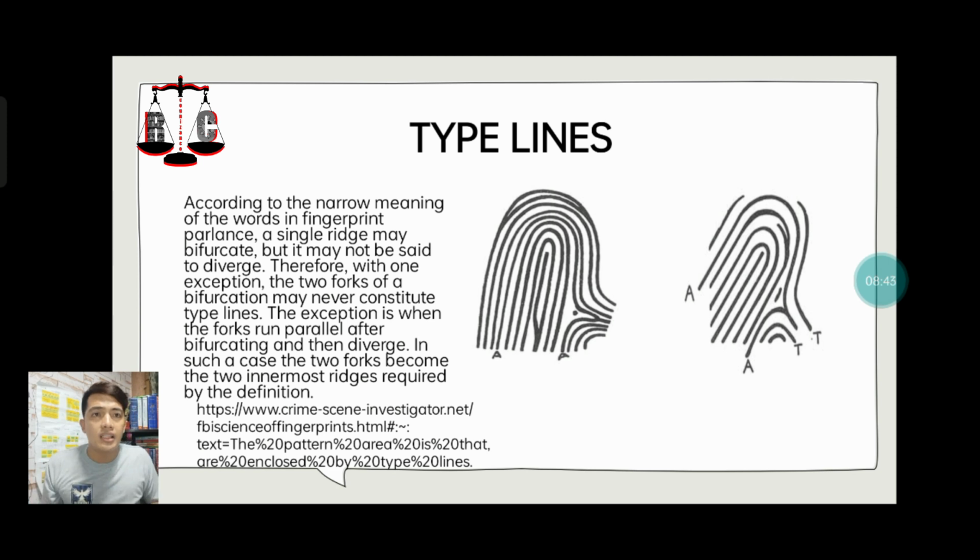Now, according to the narrow meaning of the words in fingerprint parlance, a single ridge may bifurcate, but it may not be said to diverge. Therefore, with one exception, the two forks of a bifurcation may never constitute typelines. The exception is when the forks run parallel after bifurcating and then diverge. In such case, the two forks become the two innermost ridges required by the definition.